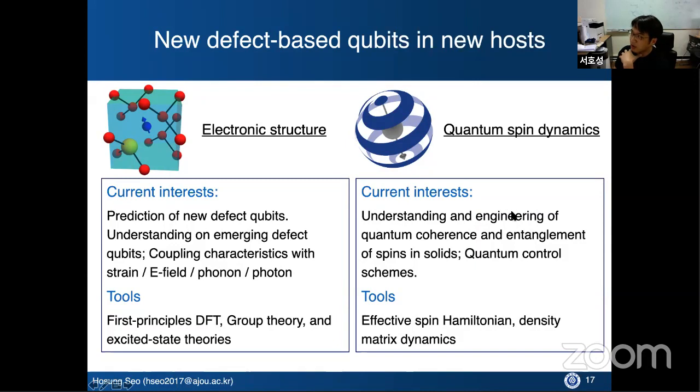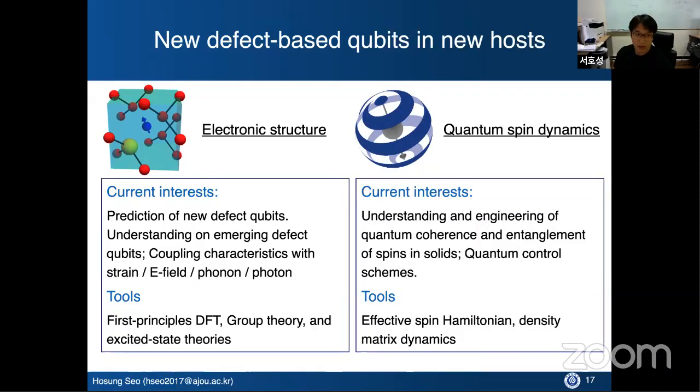The second method is that we use basically an open quantum system approach. Here we try to understand the spin dynamics or coherence dynamics of our qubit system embedded in the solid state environment. So we use basically an effective spin Hamiltonian approach combined with the density matrix method. And then we also try to combine these two methods together to find new physics.